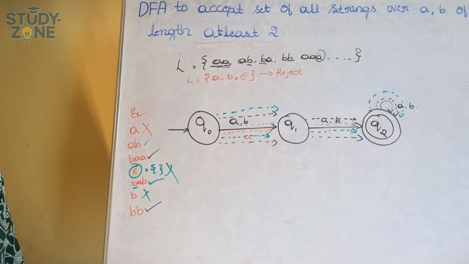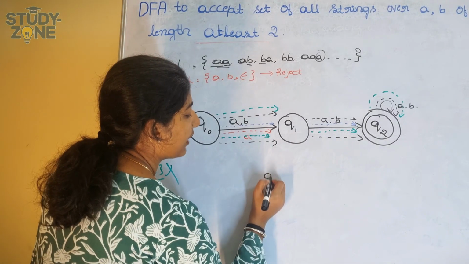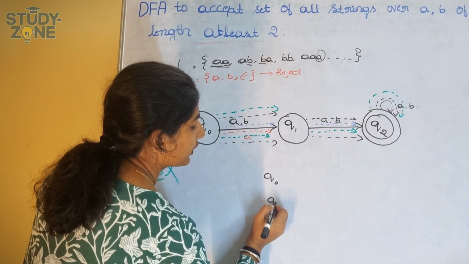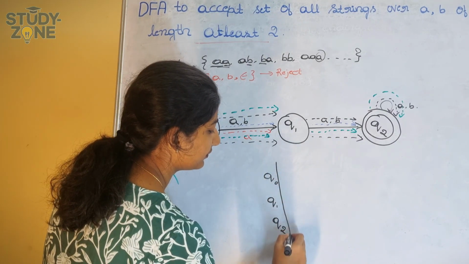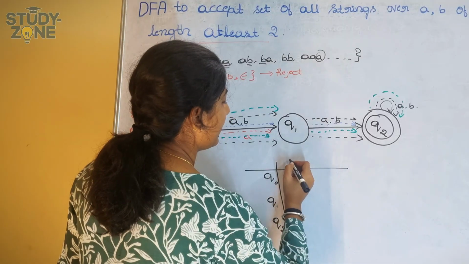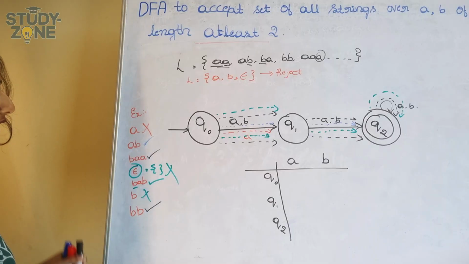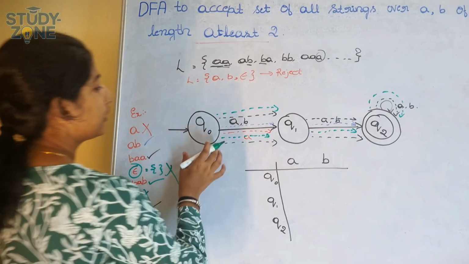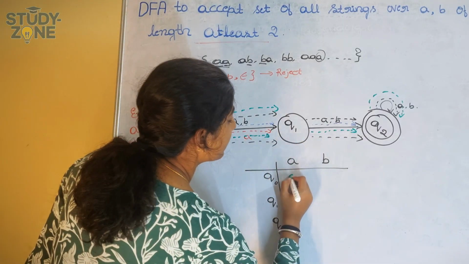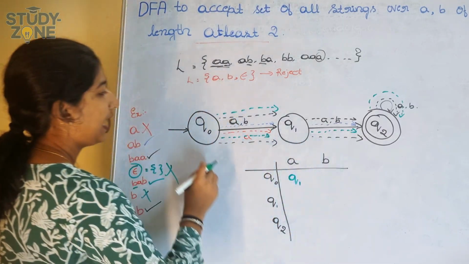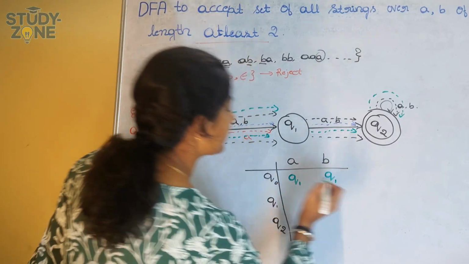Now let's write the transition table. For that it's simple. First we have to take Q0, Q1 and Q2. And then we have to take input symbols A and B. Done. Now what we have to write is Q0 on A moving to which state? Q1 state, right? We have to write this one here. And then Q0 on B also moving to Q1. So I am writing Q1 state here.